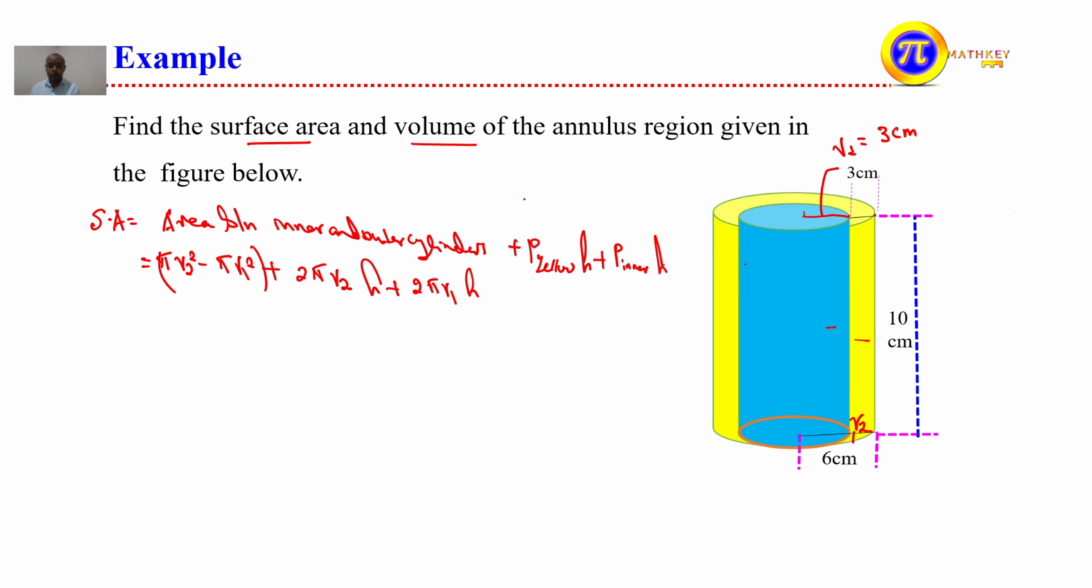If that's so, here R1 is 3 and R2 is 6, which is equal to pi of R2 square, that means 6 square is 36, minus R1 square, that is 9 centimeter square, plus 2 pi R2, that is 6 centimeter, times the height, that is 10 centimeter, plus similarly the inner one, 2 pi R1, that is 3 centimeter, times the height.